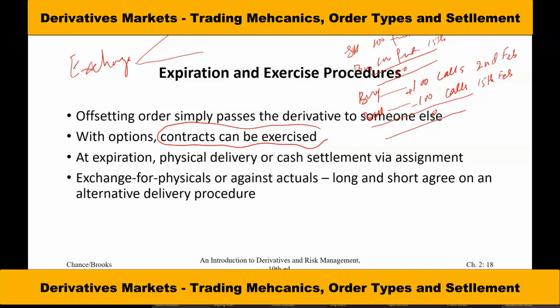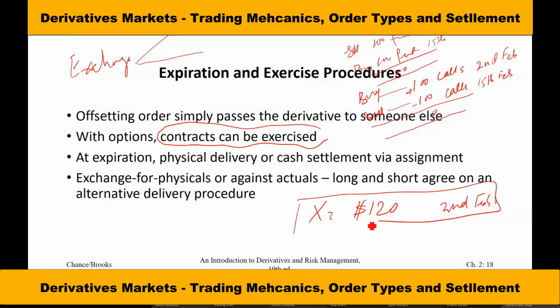At expiration, if I exercise my right, I can get the physical delivery, or it can also be settled in cash. So for example, I have the right to buy Apple's share for $120, and this is 2nd February today. So I entered this contract today. On the 2nd of April, Apple's price is, let's suppose, $180. So what I can do, if I exercise my right, is take physical delivery.